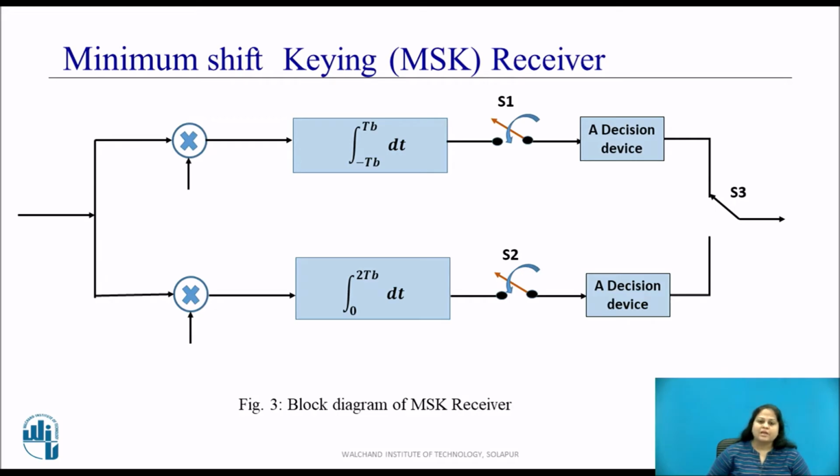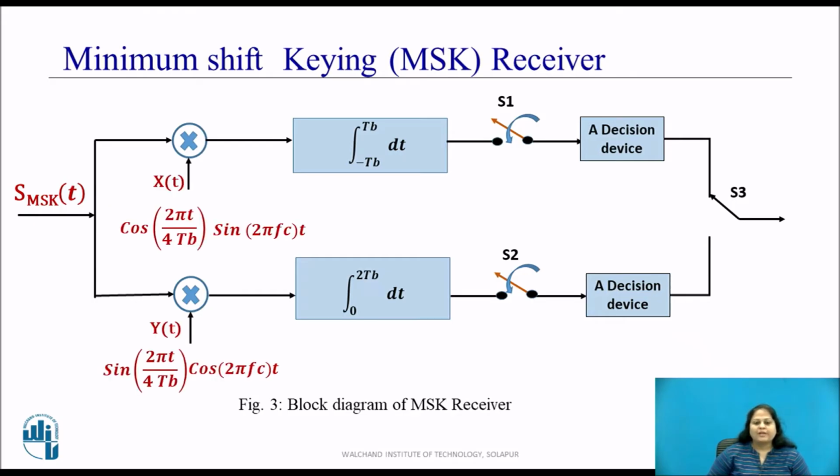Let us now discuss the demodulation of MSK signal in MSK receiver. Figure shows the block diagram of MSK receiver. It uses coherent type of demodulation method and uses the correlator receiver. The received MSK signal is applied to both the multipliers. Another input to the multiplier is signal x(t) and y(t) as shown. Here x(t) and y(t) have the same values as in the transmitter.